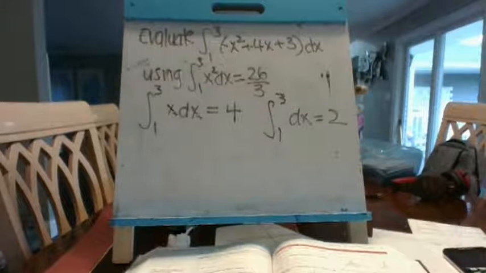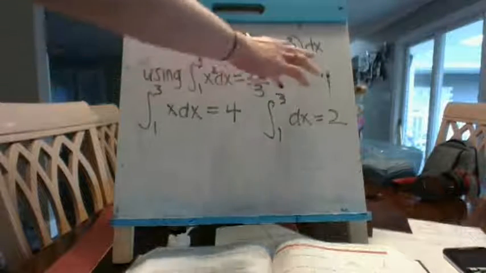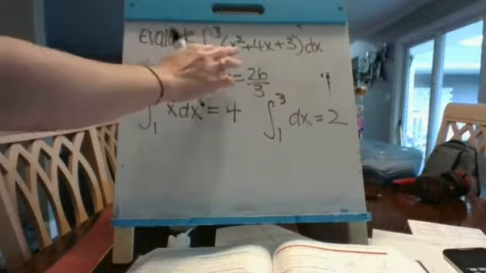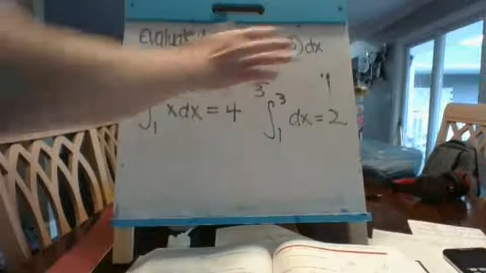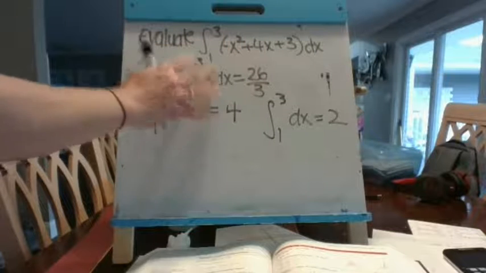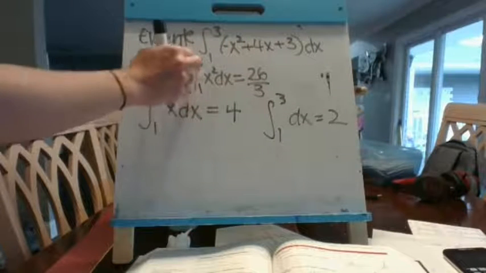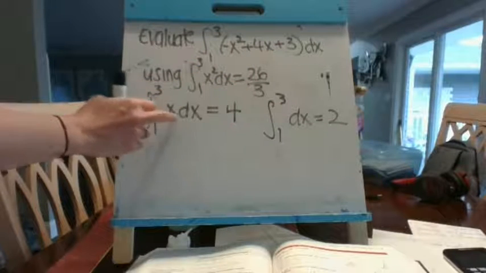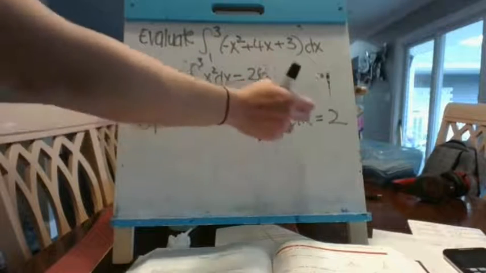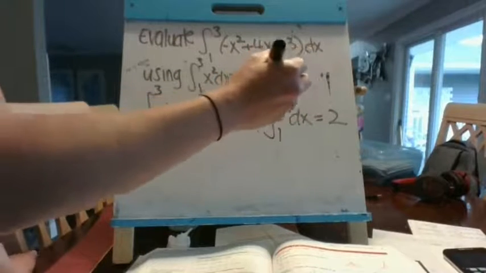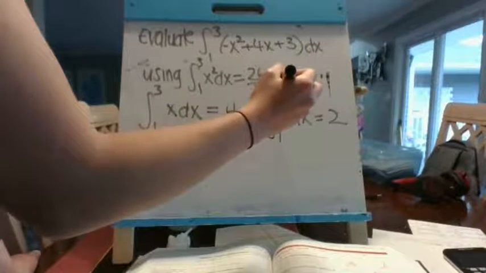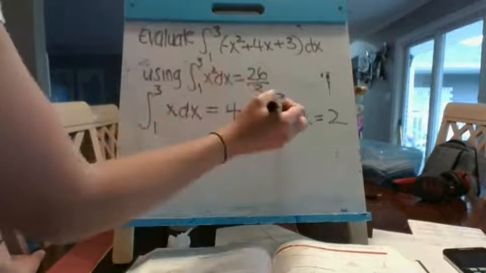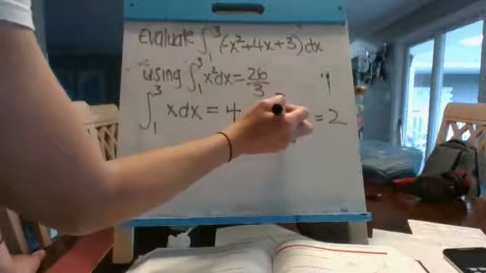All right, so let's check out this question. We're going to evaluate this integral from 1 to 3 of negative x squared plus 4x plus 3 dx. And then I gave you more integrals using the fact that 1 to 3 of x squared dx is 26 over 3, 1 to 3 of x dx is 4, and 1 to 3 of dx is 2. So that's really, if it's written like this, you could put a 1 there.